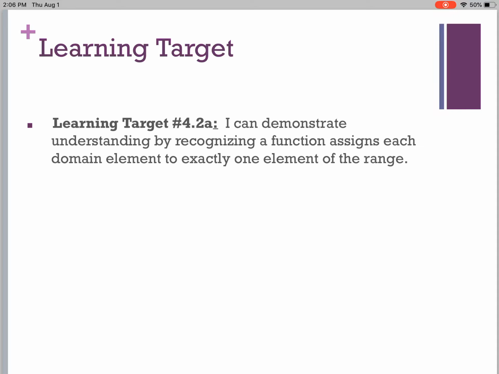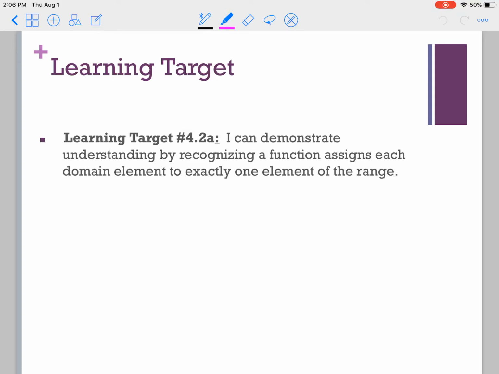To start off with our learning target, what we want to be able to do when we get finished is: I can demonstrate understanding by recognizing a function assigns each domain element to exactly one element of the range. And that's important, that it's each domain element. Remember that the domain is the group of X's, and it matches each one of those X's with exactly one element of the range, and the range is all of the Y's.